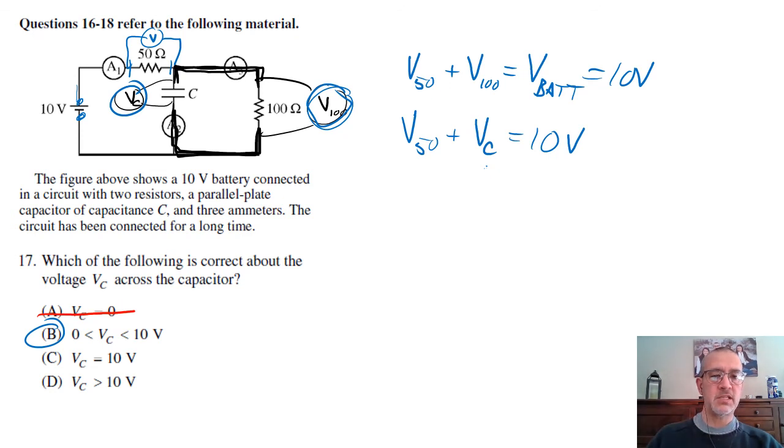Option C says the voltage of the capacitor equals 10 volts. That's not true because some of the voltage is going to drop across the 50 ohm resistor. So that is a bad answer. And then D says the voltage of the capacitor is greater than 10 volts. Well, nothing in the circuit can be greater than 10 volts, because I only go up to 10 and down to 0. So there's no way to get above 10 volts. So D is wrong. So for question 17, the answer is going to be B.